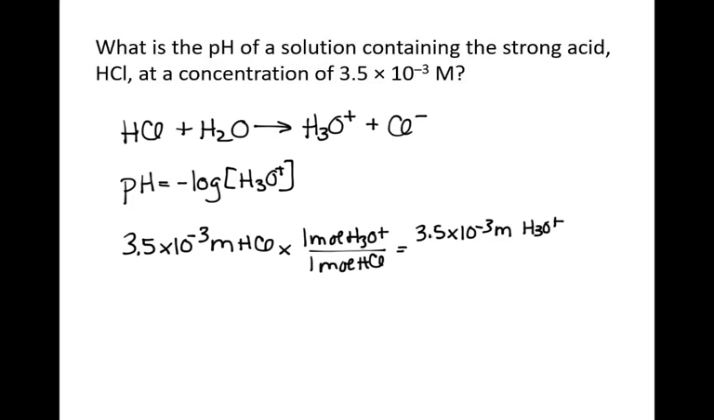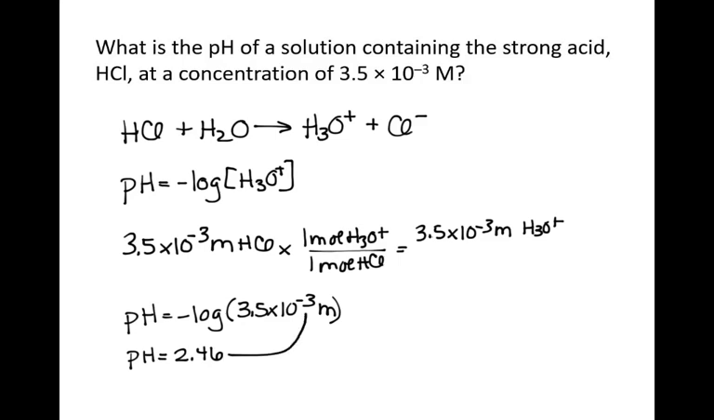Now, if we put that into our pH formula, pH equals negative log of 3.5 times 10 to the minus third molar, then we get that the pH of this solution equals 2.46. Okay, let's think about that number. That number is consistent with this being an acidic solution, because it's less than 7. It also is consistent with this concentration, because this 2.5 is pretty close to the exponent negative 3, or the value of that, the 3.